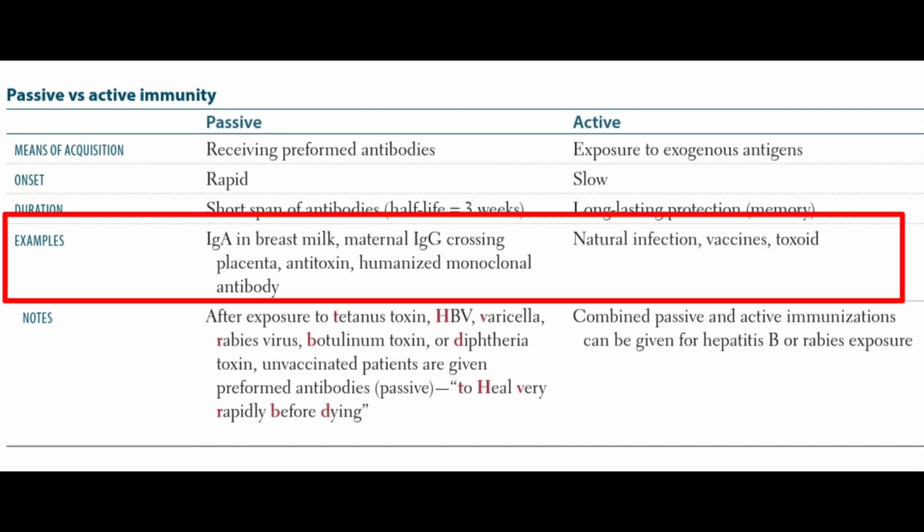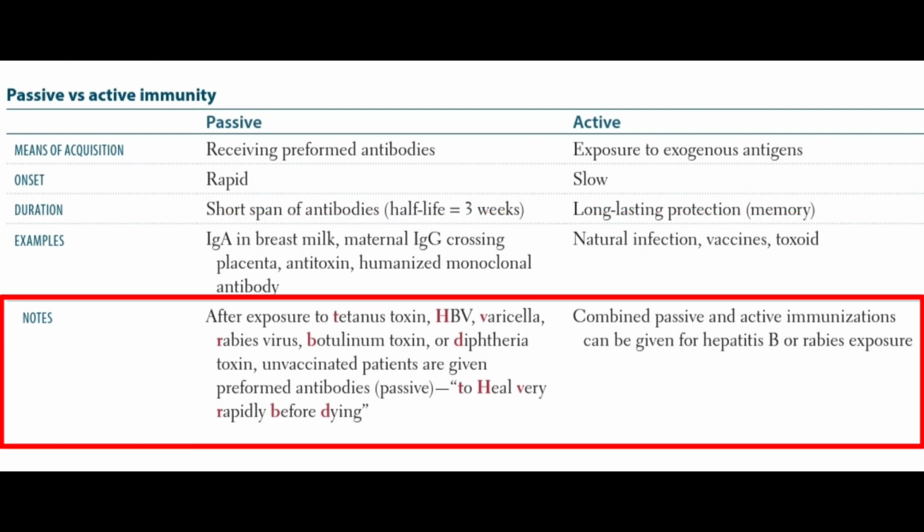Examples of passive immunity are immunoglobulin A in breast milk, maternal immunoglobulin G crossing the placenta, antitoxin, and humanized monoclonal antibodies. Whereas in active immunity, natural infection, vaccines, and toxoids are the examples. Now let's talk about short notes about passive and active immunity.